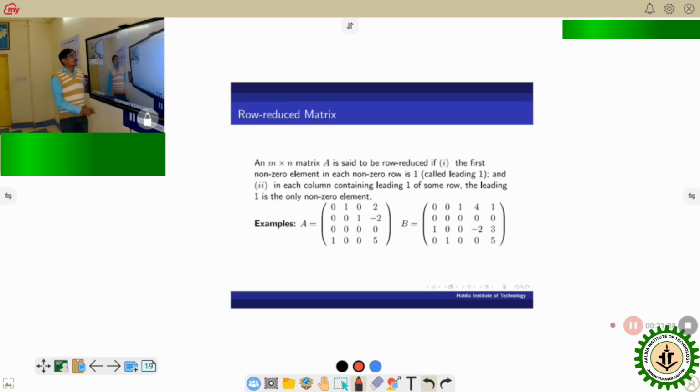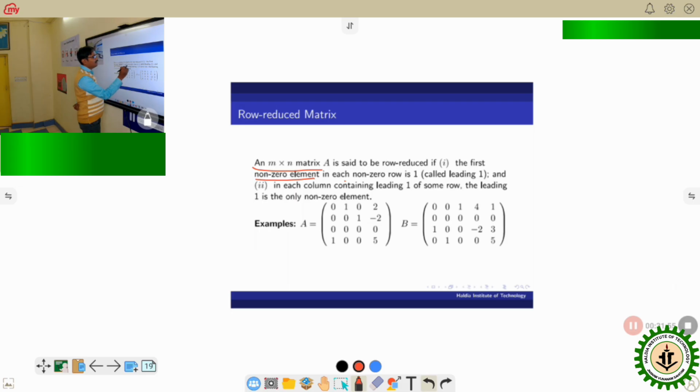Now two more concepts: row reduced matrix and row reduced echelon form. An m cross n matrix A is said to be row reduced if the first non-zero element in each non-zero row is 1.